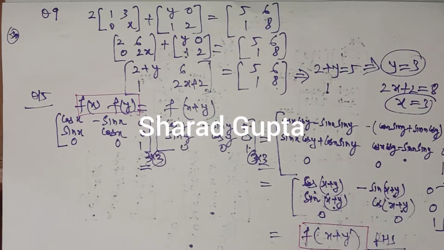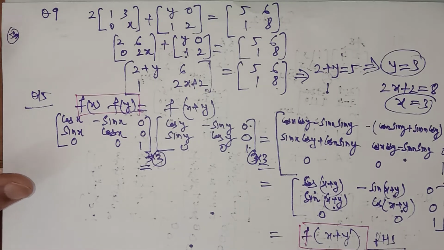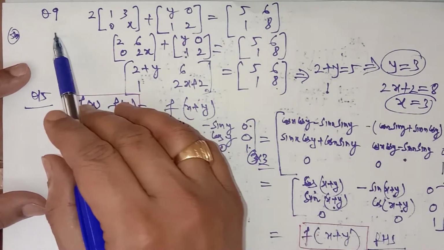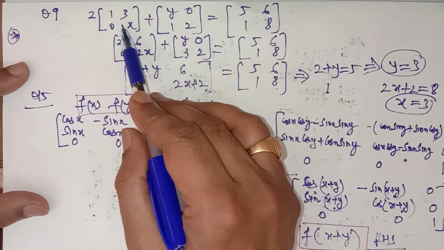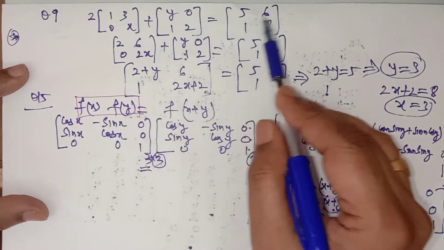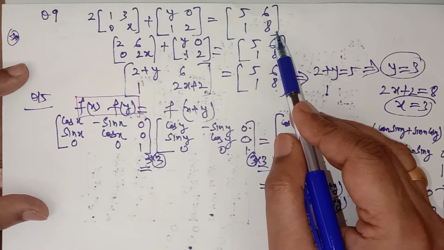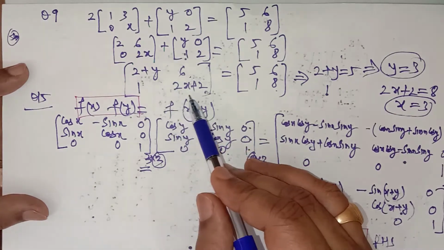Hello, this is lecture number 3 for the chapter Matrices, and we are discussing the second exercise. We're starting with question number 9. It is given that 2 times this matrix plus this matrix is equal to the matrix 5, 6, 1, 8, and you have to find the values of x and y.